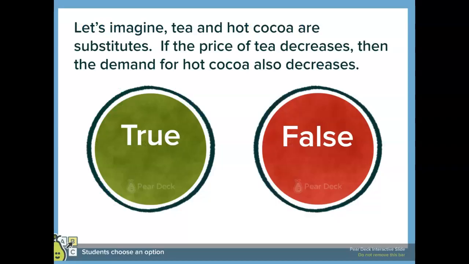So let's imagine that tea and hot cocoa are substitutes. If the price of tea decreases, then the demand for hot cocoa also decreases. Is this true or false? Well, the answer is if the price of tea decreases, the demand for hot cocoa will decrease because the demand for tea will go up.